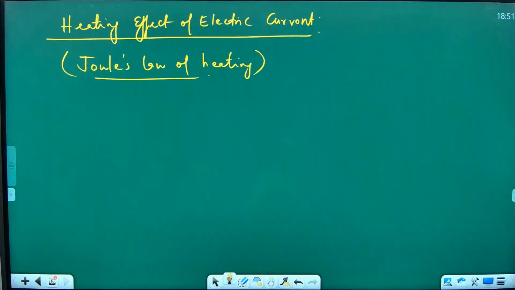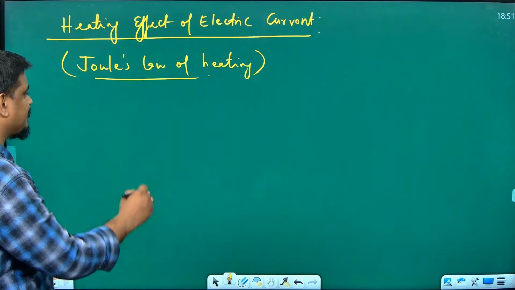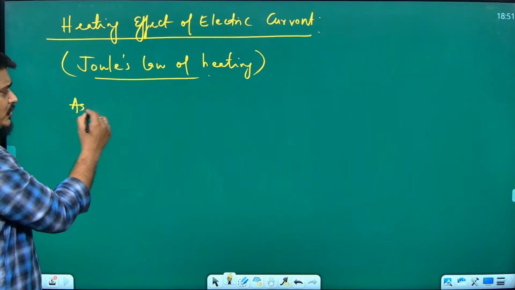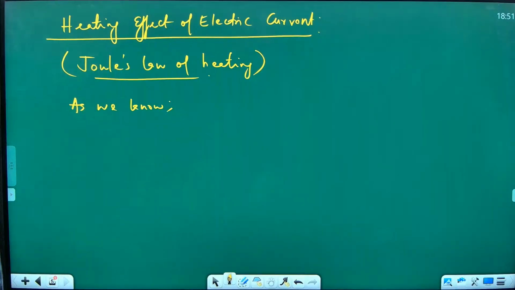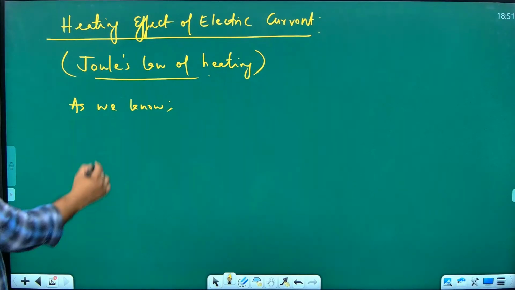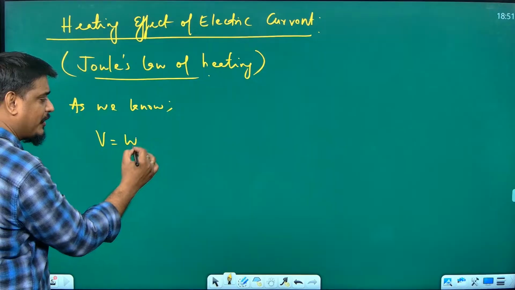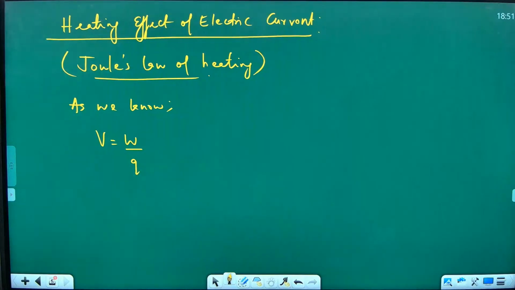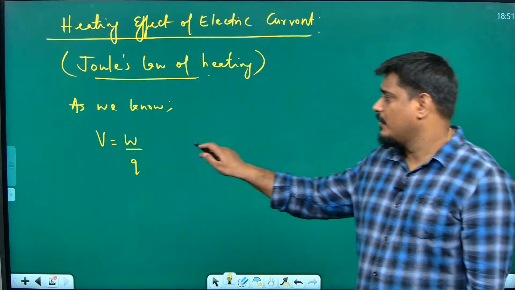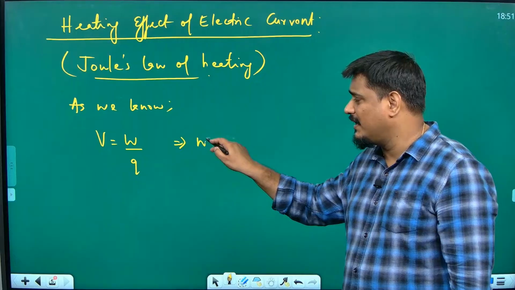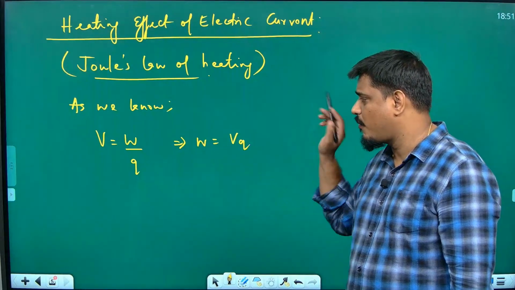I will give time for writing, please pay attention. He said that, as we know, don't write anything now, I may erase also, I may change also. Let's just understand the concept first. We know that potential difference is equal to work done per unit charge. Do you agree with me? And from here I will get work done is equal to V into Q.